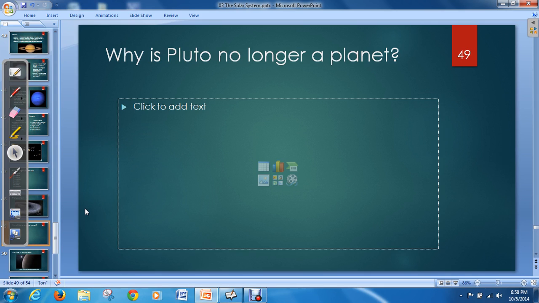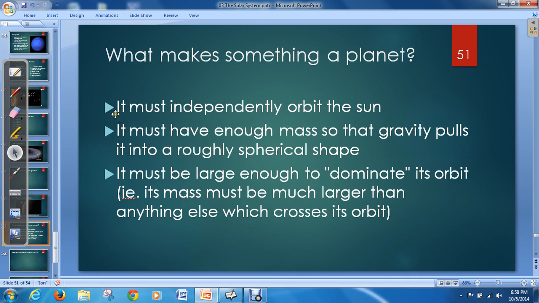Before we answer that question, let's think about what makes a planet. It should have these three features. If you're filling out an application to become a planet, you should have these three things on your resume. First of all, if you're a planet, you must independently orbit the sun. Think about Earth. Earth independently orbits the sun, right? Our moon orbits us, and it also orbits the sun, but it wouldn't orbit the sun if it didn't orbit us. So our moon doesn't count as a planet. Our orbit has to be independent.